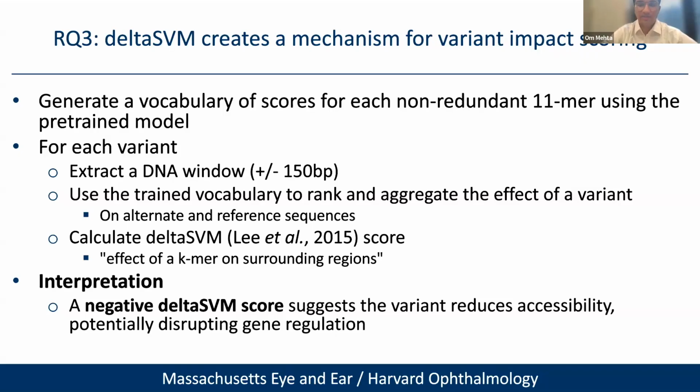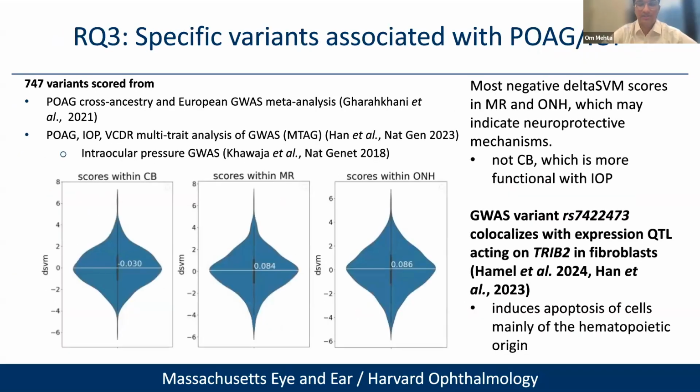Next, we applied our model to score 747 genetic variants associated with glaucoma-related traits. These variants came from several large GWAS studies, as shown here. We focused our analysis on the most negative scores from models trained on two tissues, macular and optic nerve head. These are relevant to the optic nerve and are likely involved in neuroprotective responses independent of intraocular pressure.